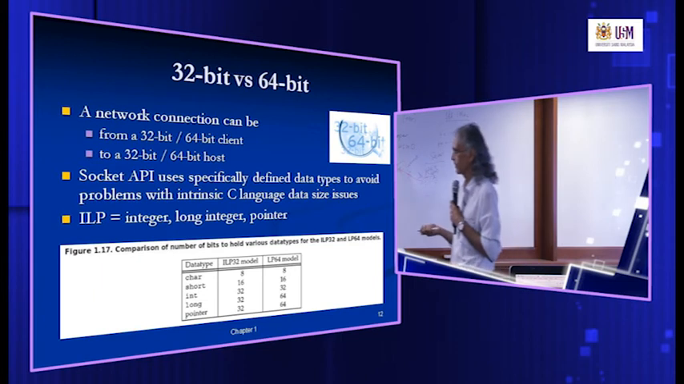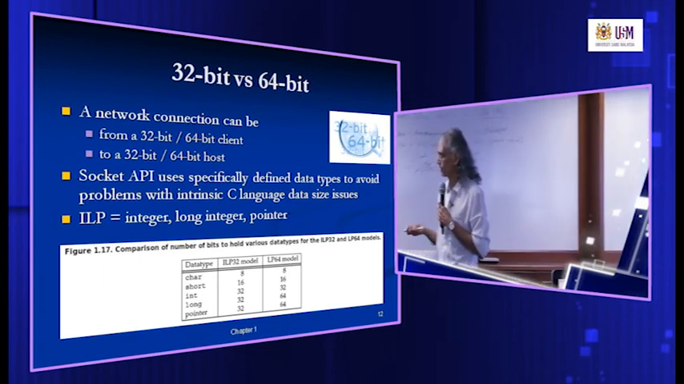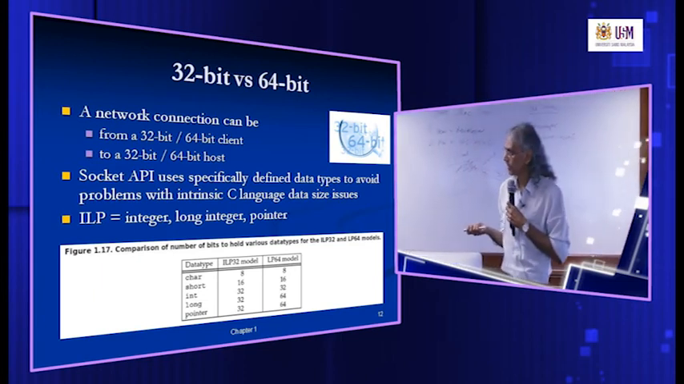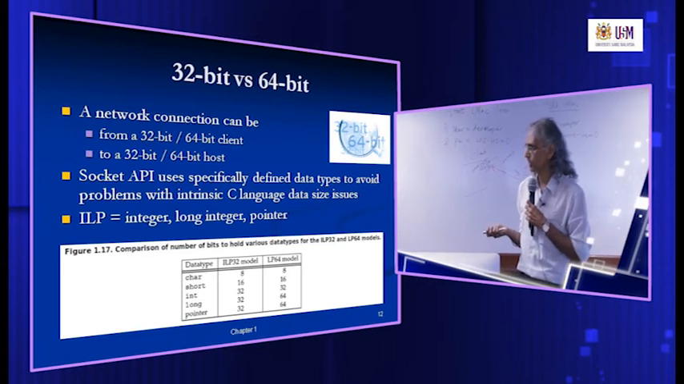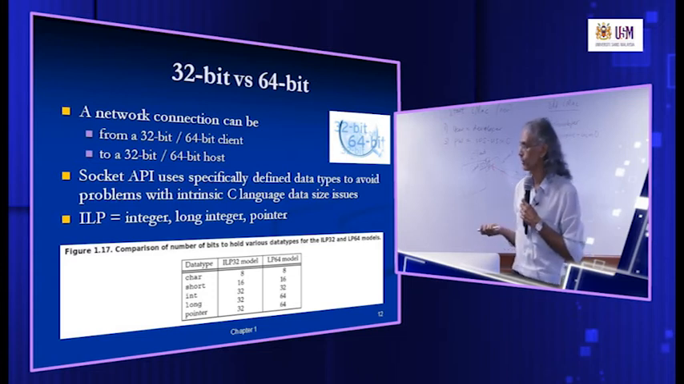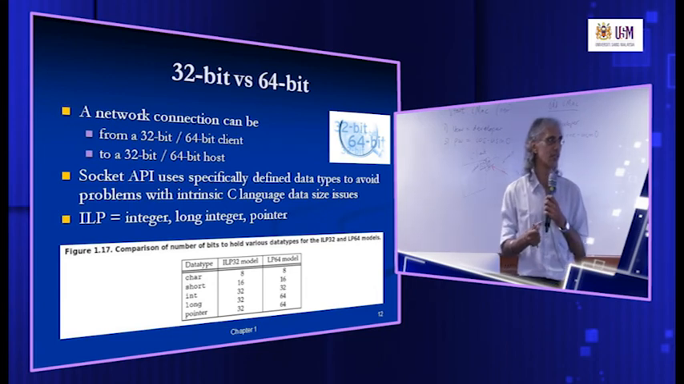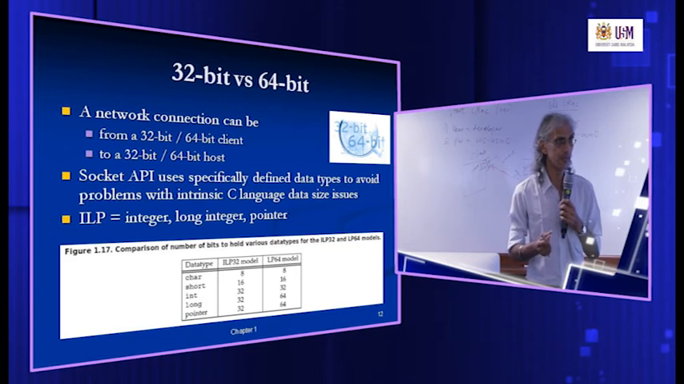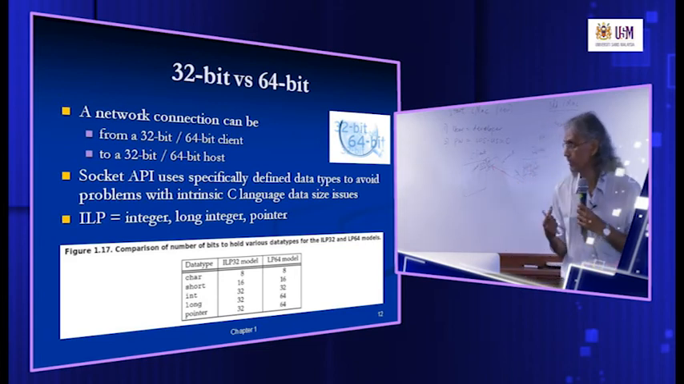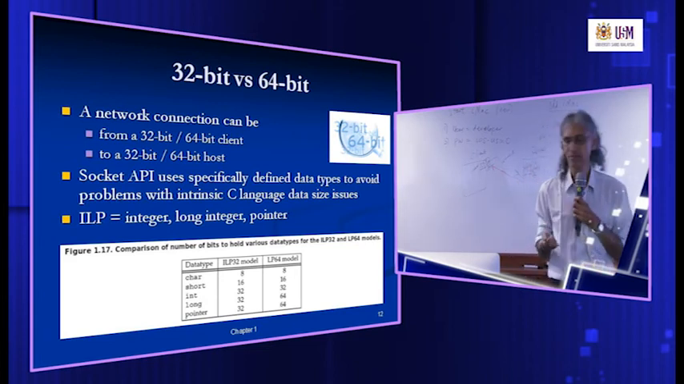The main problem is here. You're familiar with the data types: character, short, integer, long, and pointer. How many bits are used to represent one character? Normally 8 bits, so it doesn't matter which model you use. If you define your variable as a character, then you're okay.